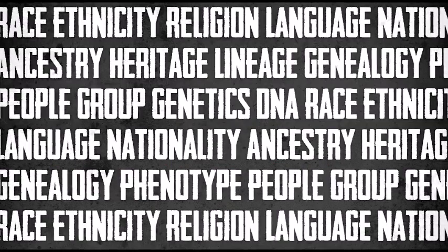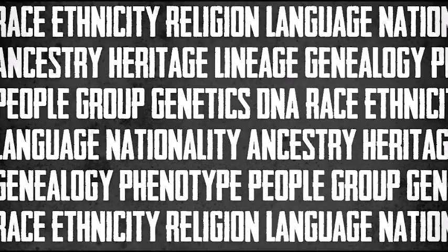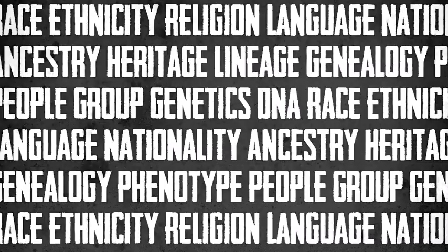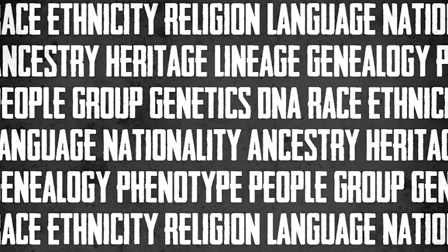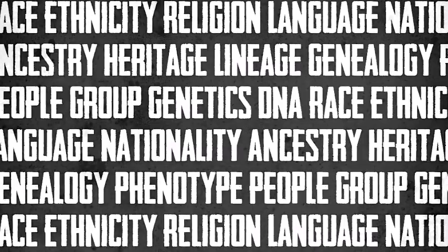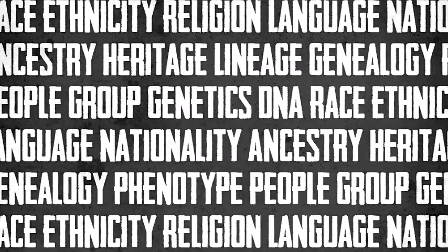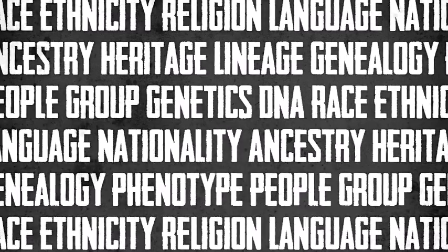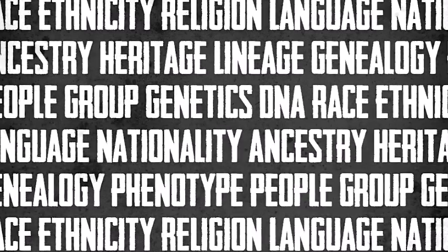So essentially, people of the same race are not all the same ethnicity. People of the same ethnicity are not the same nationality. People of the same nationality may not have the same ancestry. People of the same ancestry may not share the same heritage. People of a common heritage may not have the same lineage. And of course, people of the same lineage may not, in fact probably don't, have the same phenotype.